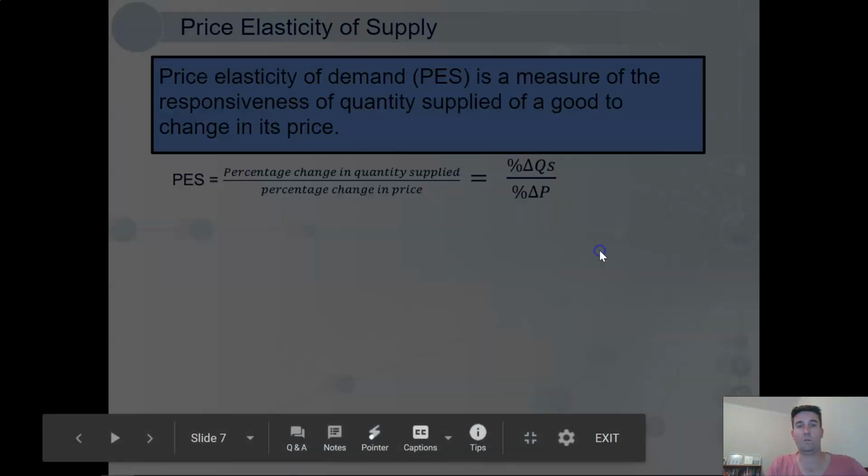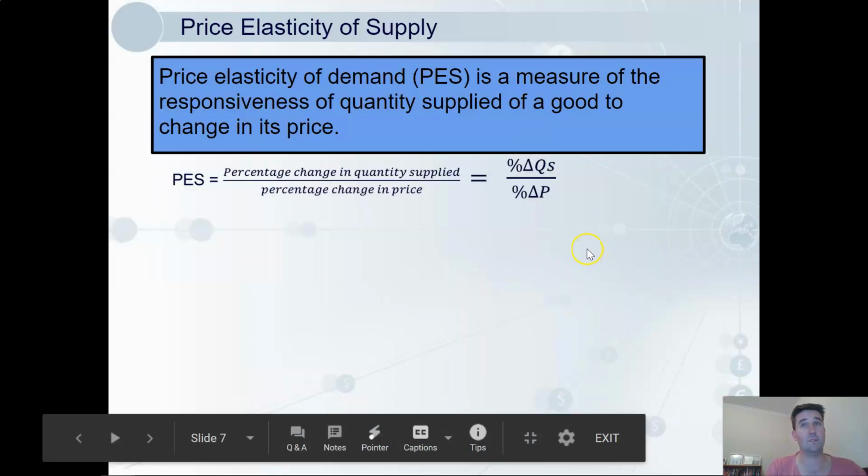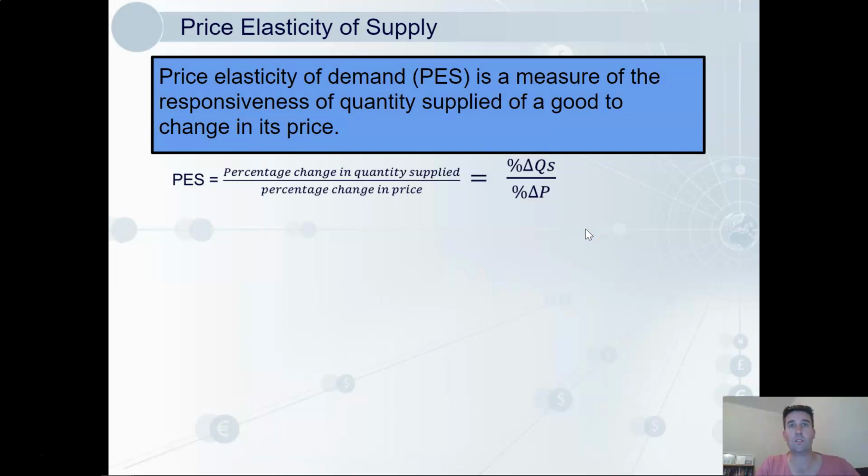Now we will move on to price elasticity of supply. This is a measure of the responsiveness of quantity supplied to a change in price. We're familiar with the law of supply that states that if price increases, quantity supplied increases, but by how much will it increase? And by how much will it decrease if price falls? The equation is similar to that of PED. Remember, you put Q before P.